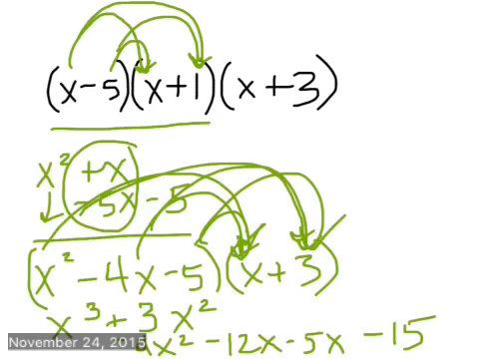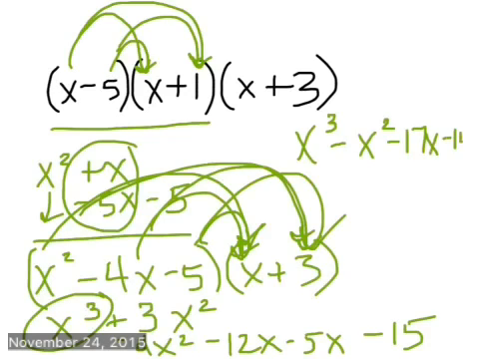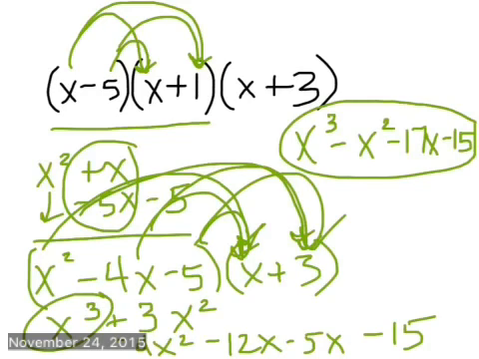Now I'm combining like terms. I got x to the third. I got 3 minus 4. Yes, negative 1. Do you need to write the 1 in front of it? No, but you can if you want. What's negative 12 minus 5? Negative 17x, and then the negative 15 didn't have any friends, so you just write it down. Done. What do you think about the multiplying part? Easy? Good.